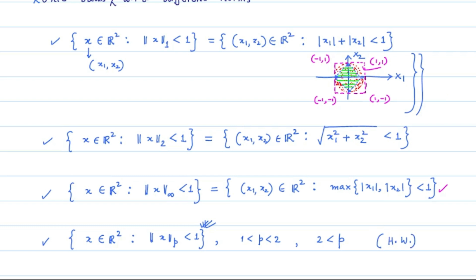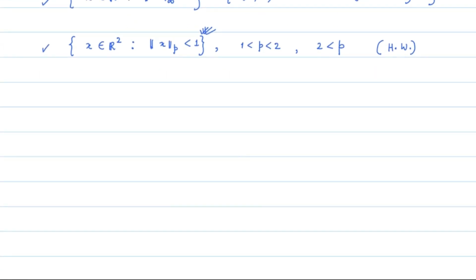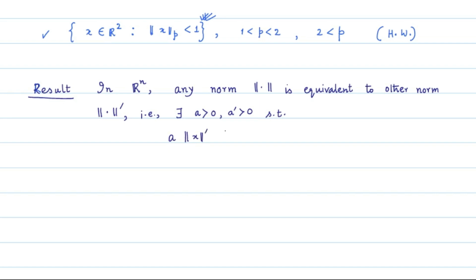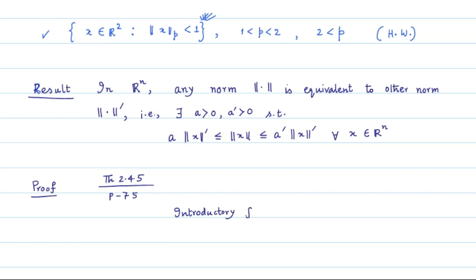Here I must mention a fascinating result regarding different norms in the Rn space, which states that in Rn space any pair of norms, that is norm and norm dash, are equivalent to each other. There exist two positive constants a and a dash such that a times norm dash of x is less than or equal to norm of x, which is less than or equal to a dash times norm dash of x, for all x in Rn. For a proof of this result, you can look at the proof of Theorem 2.4.5 on page 75 of the book entitled Introductory Functional Analysis with Applications by Erwin Kreyszig.